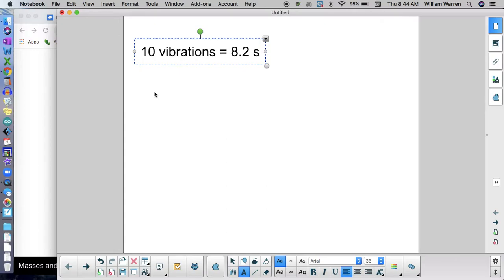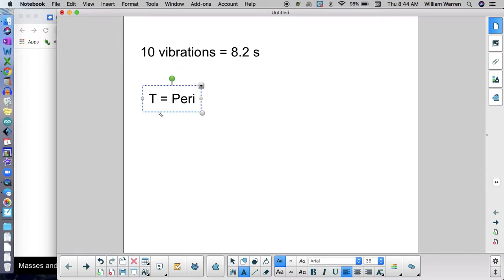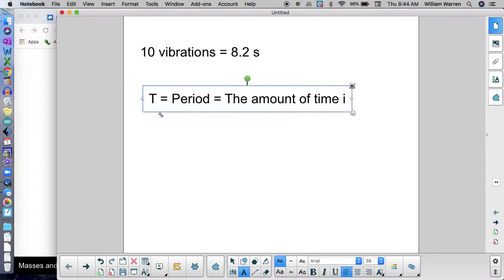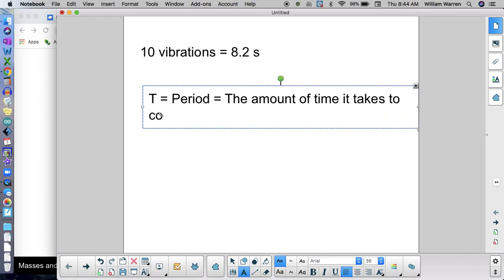All I have to do now is, it says, what is the period? So T is defined as period. And period is defined as the amount of time it takes to complete one full cycle. Right? The amount of time it takes to complete one full cycle, that's the period. Okay. Well, it did 10 cycles in 8.2 seconds.